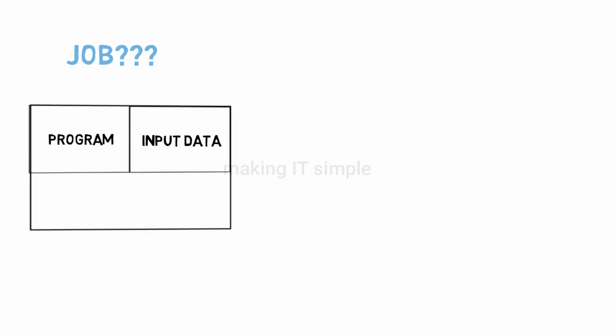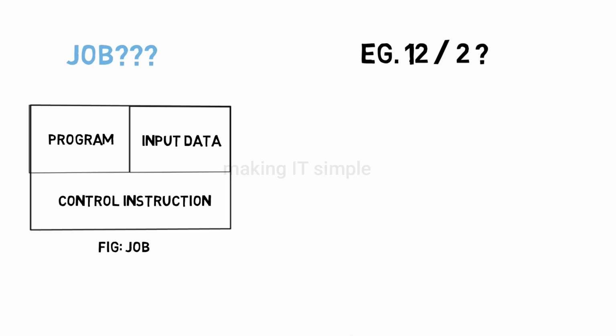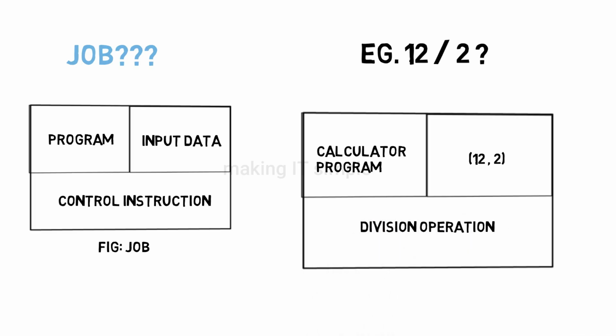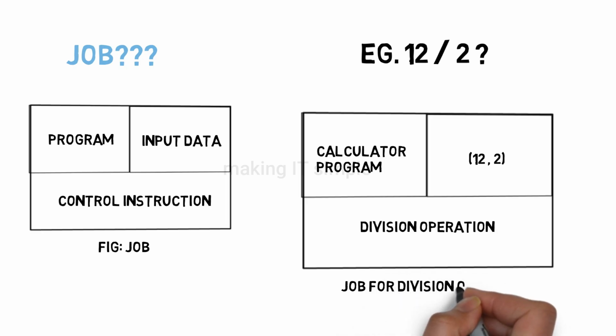So as we need to input all information at once, it was given as input as a job. A job would basically consist of a program, input data and control instructions. So if you had to execute a division operation on two numbers, this is how your job would look like. The program would contain the calculator program. Input data would be the two numbers on which division would be performed. And the control instruction would be the division operation, as we need to use the division operation from the calculator program. Control instruction specifies which operation from the program you need to execute.